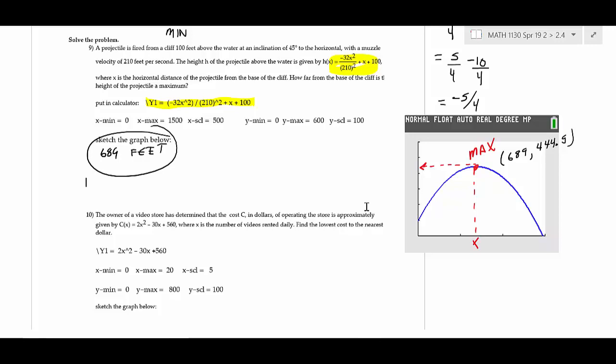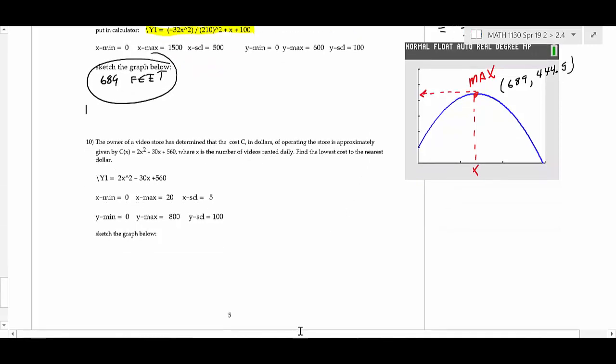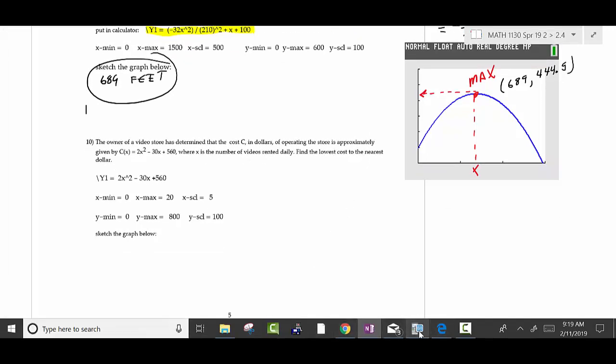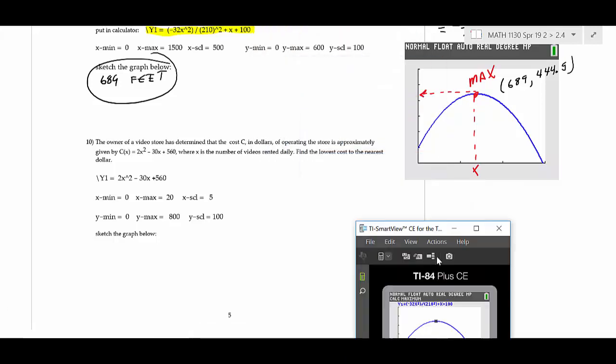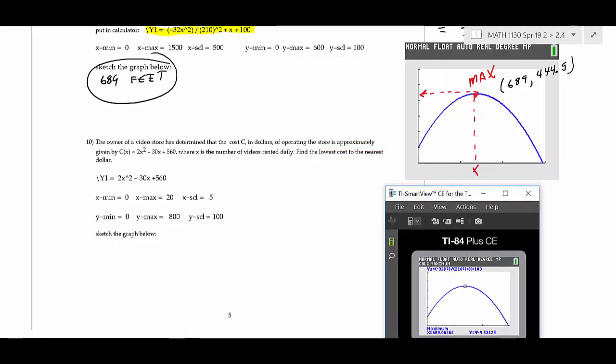Okay, you have to have your calculator to do that. All right, let's do this next one here, and then that'll finish this up. This one is more like economics. So you've got a cost function, which is quadratic. And what we're doing on this is, X is the number of videos rented daily, and C would be the cost in dollars, it looks like. So we're going to find the lowest cost to the nearest dollar.